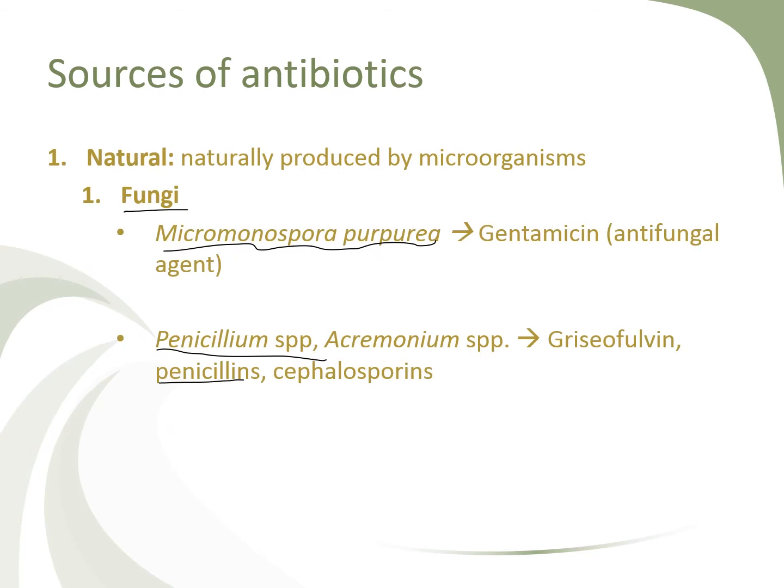Natural antibiotics are the antibiotics that are naturally produced by microorganisms. We have discovered a lot of antibiotics since the discovery of penicillin. Even fungi and bacteria produce antibiotics. Some examples of fungi producing are Micromonospora purpurea, which produces the gentamicin antibiotics, and Penicillium chrysogenum and Acremonium, which produce penicillin and cephalosporin. So just remember that Penicillium species was the first species discovered to produce antibiotic, that produce penicillin, and we still use it nowadays.